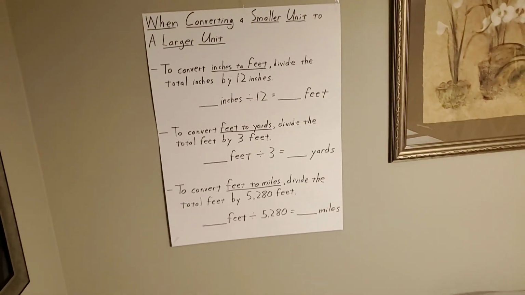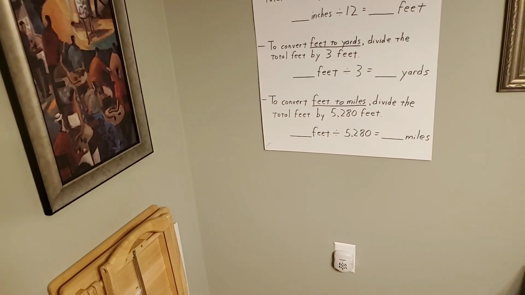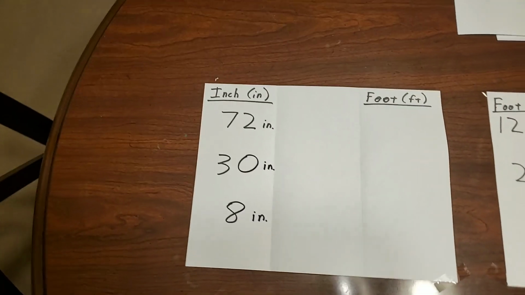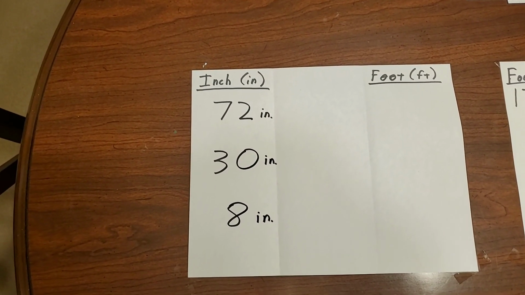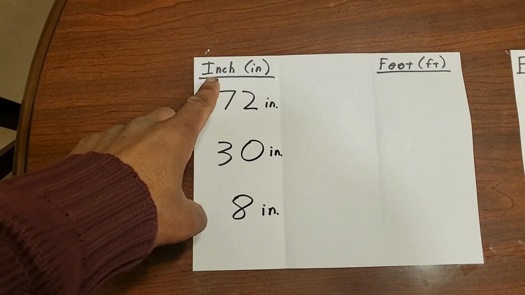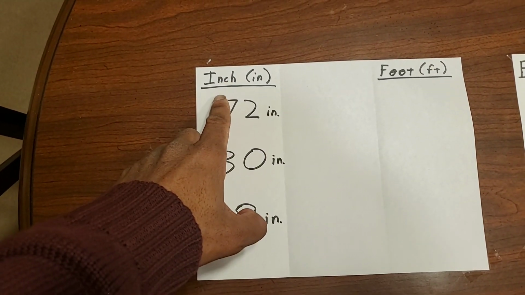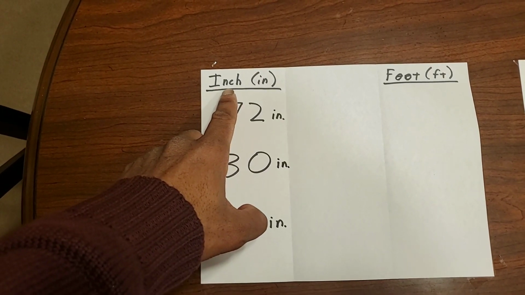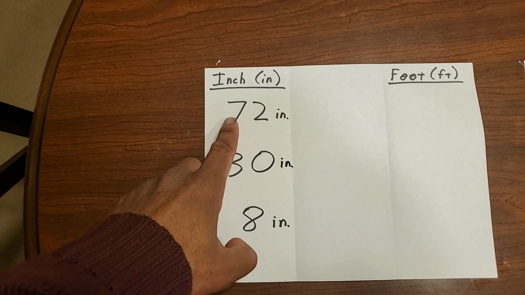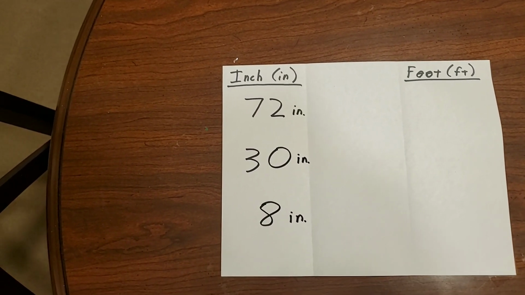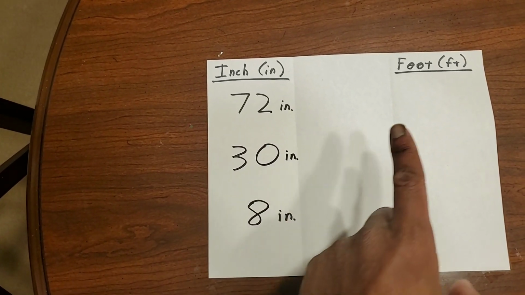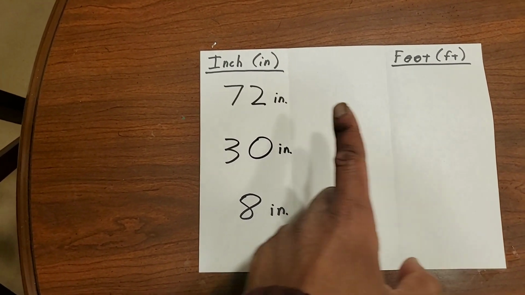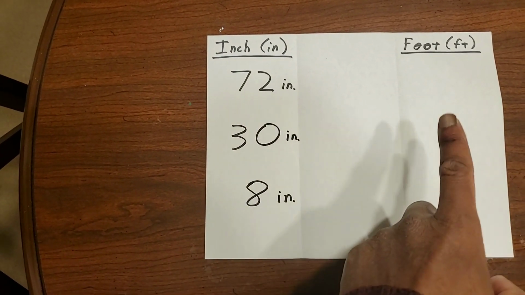Okay, so we're going to do one more thing before we go over our assignment. Pay very close attention, because you're going to use this to help you with your assignment. I have 2 columns, and the lengths are in inches: 72 inches, 30 inches, and 8 inches. I want to convert these 3 lengths to feet.